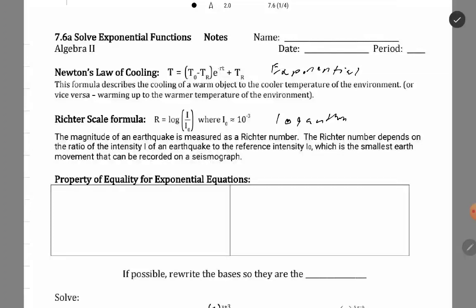Newton's law of cooling describes cooling of a warm object to the cooler temperature of the environment, or warming up if it's a warm environment. Richter scale, we just did it. Earthquake number depends on the ratio of the intensity of the earthquake versus the reference intensity, which is the smallest earth movement that can be recorded on a seismograph.